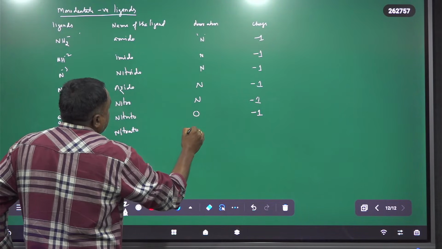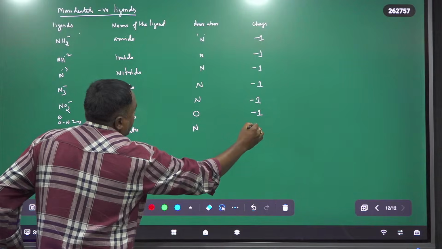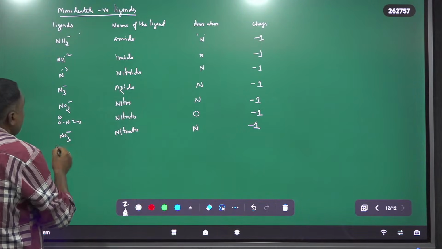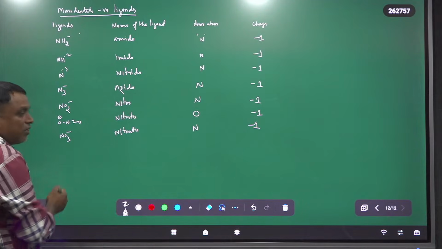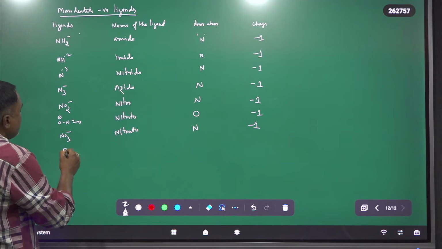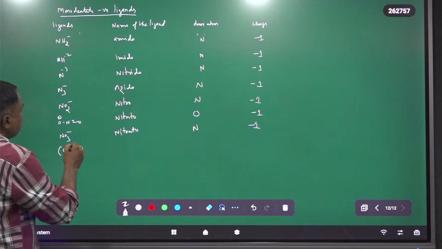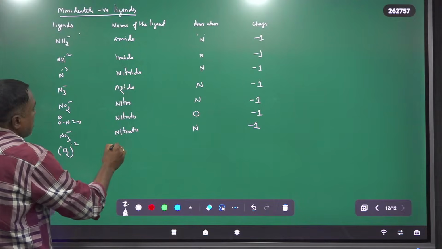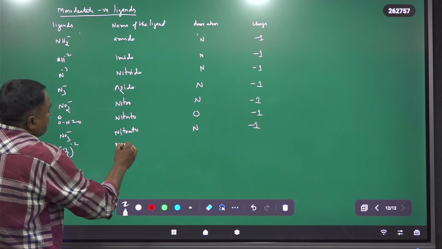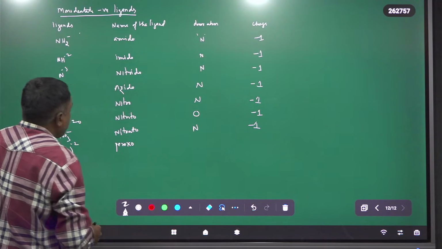Here nitrogen is the donor atom and the charge is -1. These are some important monodentate negative ligands. In addition to this, we have O2 2-, which is the peroxo ligand.